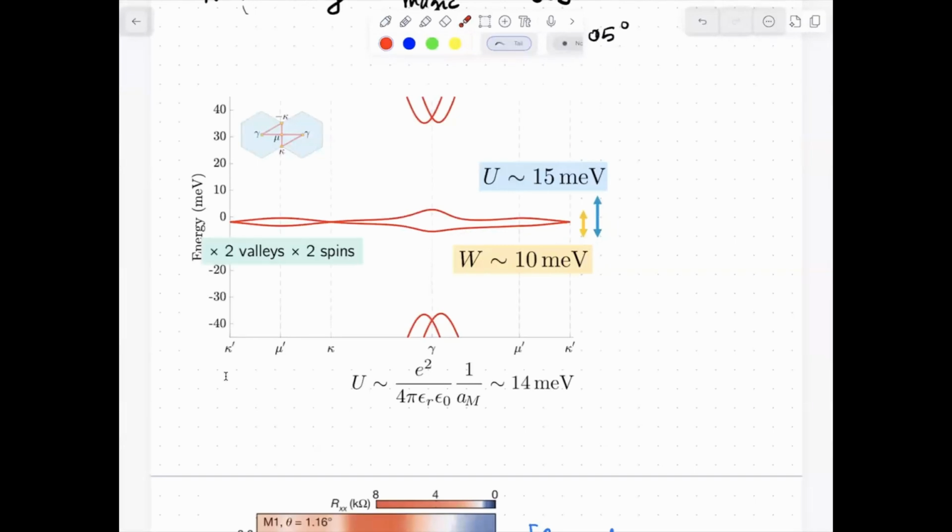And then what you really want to compare that to, the important thing we're talking about, is the interaction strength. So here, it's a Coulomb interaction, and I'm just, again, very roughly estimating that from 1 over r, which is what the Coulomb interaction goes as. So what is r here? Well, r is going to be the Moiré lattice constant, a_M. So that gives us around 15 meV, which is larger than the bandwidth. So that's telling us that in this model, interactions are essentially on par with the kinetic energy.